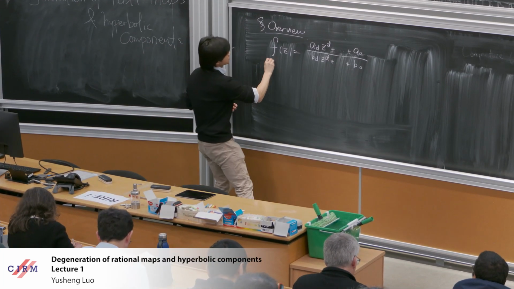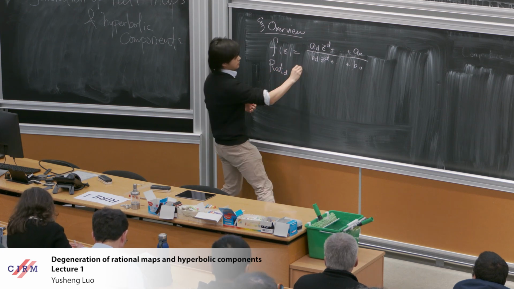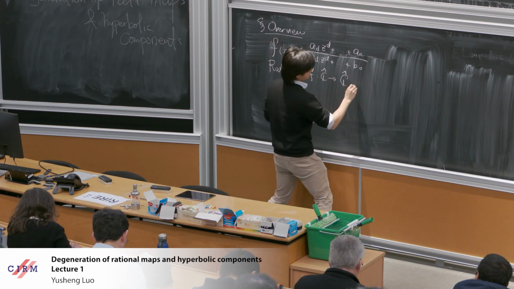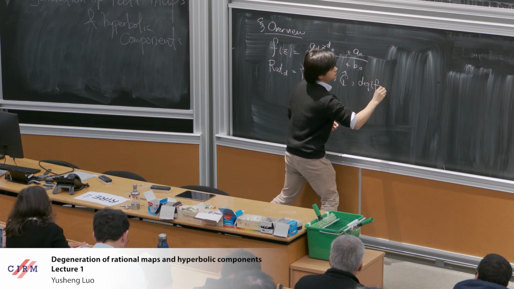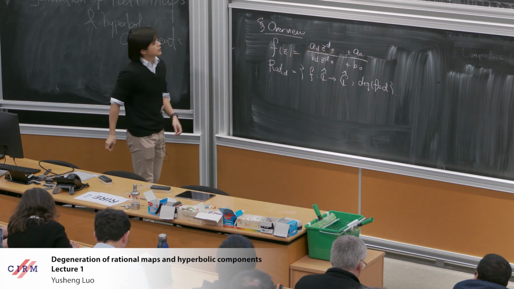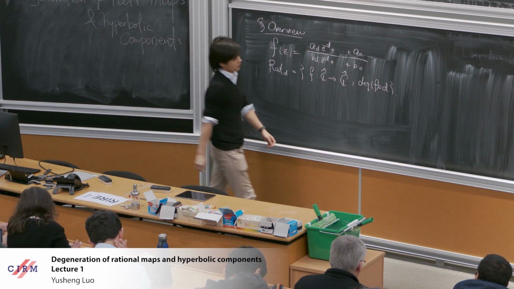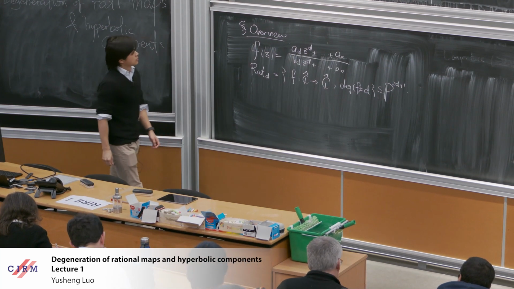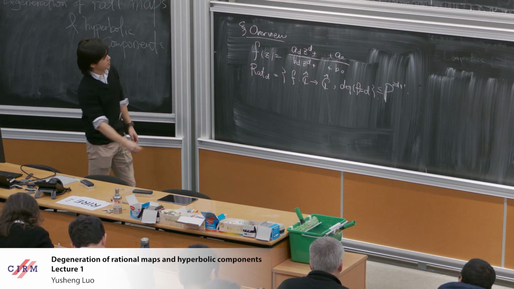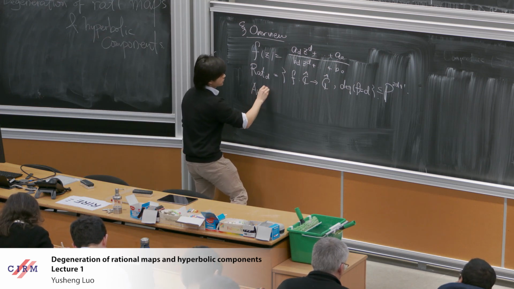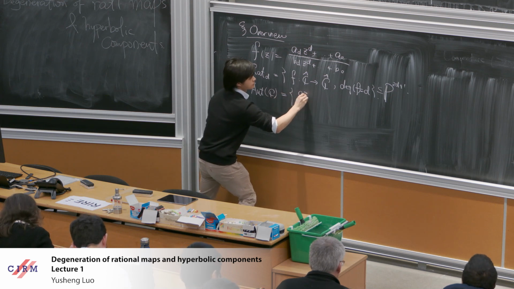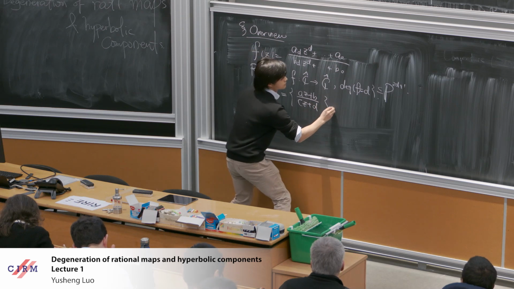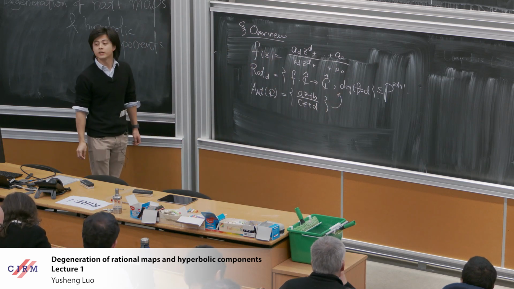Right? And if we write the space of all such rational maps into a set, then this is an open subset of the projective space. The space of Mobius transformations acts by conjugation, and its quotient is the moduli space.